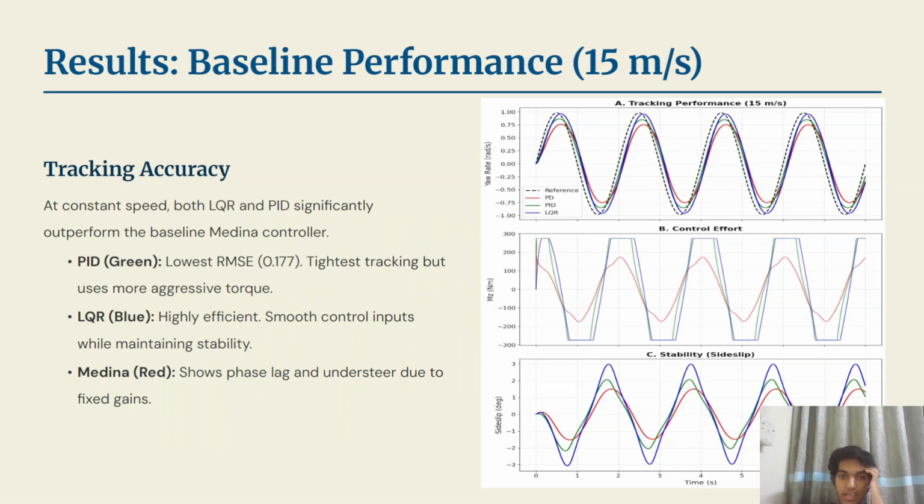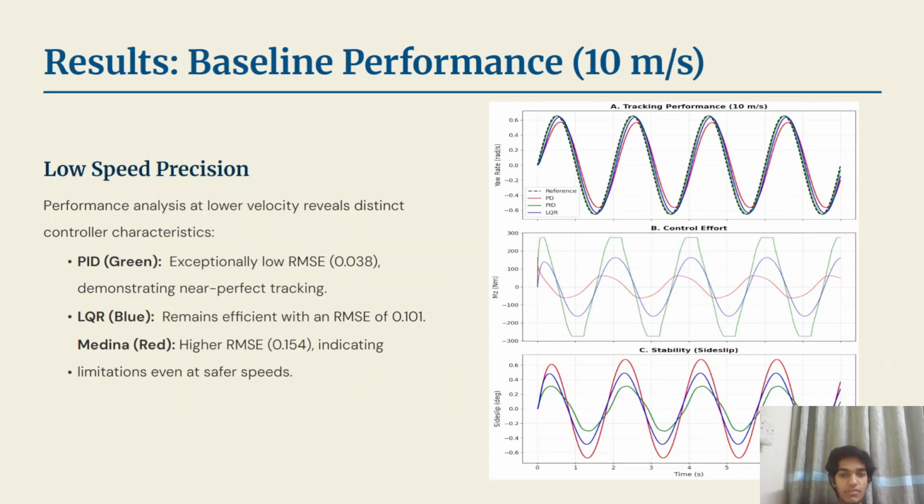Moving to the results. At 15 meters per second, we can clearly see that both LQR and PID outperform the PD baseline, which suffers from phase lag and understeer. At this speed, the PD controller achieves the tightest tracking with RMSE of 0.177. At a lower, safer speed of 10 meters per second, the PID demonstrates near perfect tracking with an RMSE of just 0.038. This confirms that within the linear region of the tires, the optimized PID offers exceptional precision.